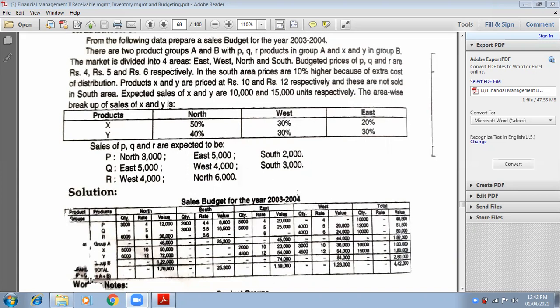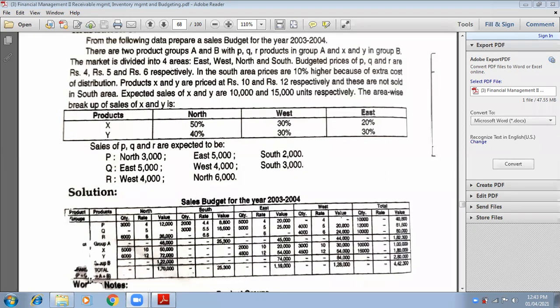Next comes west. In the west, you are not selling P at all. P is not sold in the west area. See, look at this point: P is sold in north, east, south. That's it. West is not there. So you just keep it as nil, nil, nil. Show it as nil. Nil means you can leave a small dash, a hyphen. So west area is nil, nil, nil.